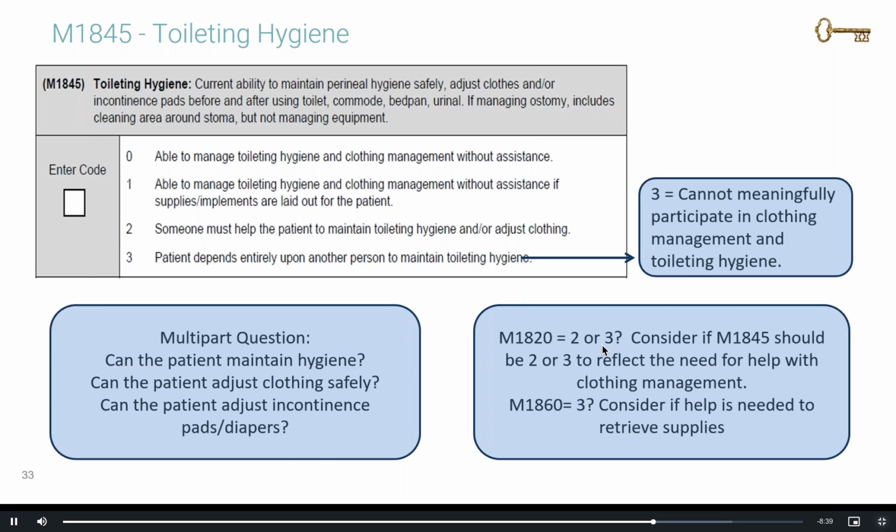Maybe they are independent for toileting hygiene purposes, because I just said they needed help because of a lot of other things in M1820, like a person might need help with their socks and their shoes and their brace and their AFO, and therefore they needed help with the majority of things.